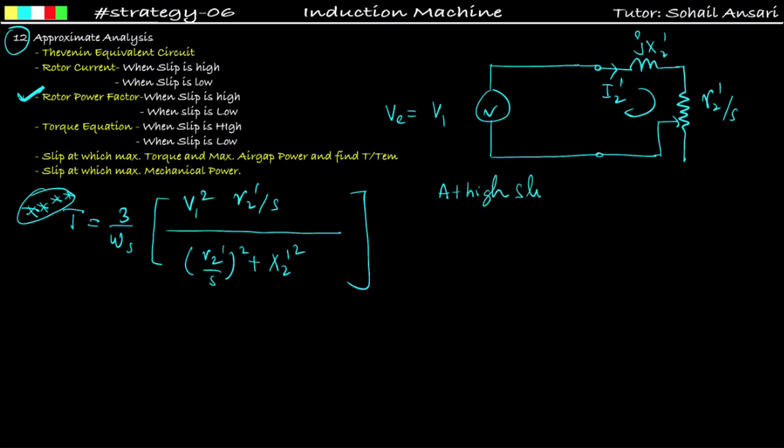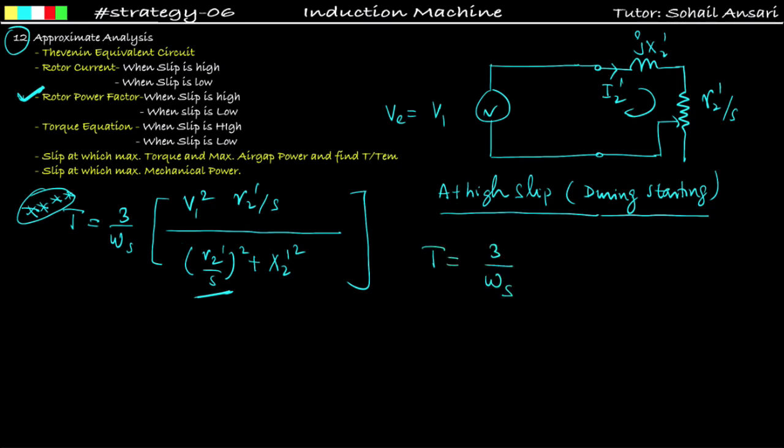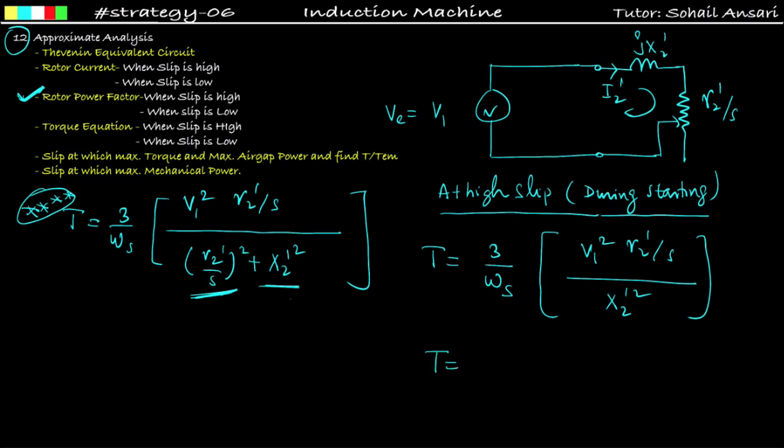First case, at high slip, meaning during starting when slip will be approximately equal to 1. So at high slip, again this parameter will be very much less than x2 dash. So finally the torque equation I will get is equal to 3 upon omega s into v1 square r2 dash upon s. Neglect this r2 dash because it is very much less than x2 dash, so x2 dash will dominate at high slip. So it will be equal to x2 dash square. So at high slip finally I am getting torque equal to 3 upon omega s, v1 square upon x2 dash square, into r2 dash upon s. So here torque is inversely proportional to slip.